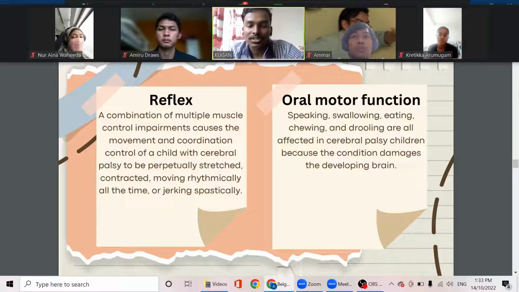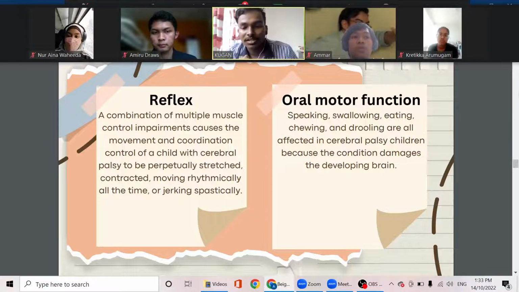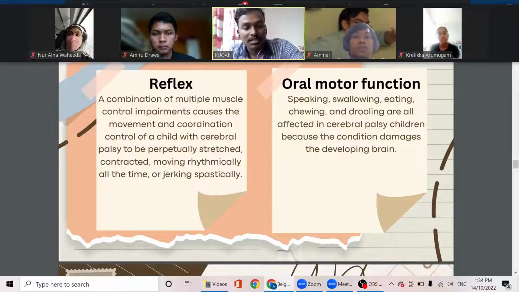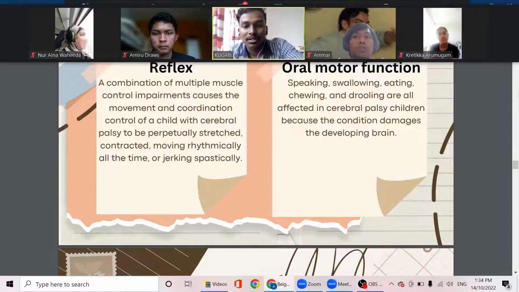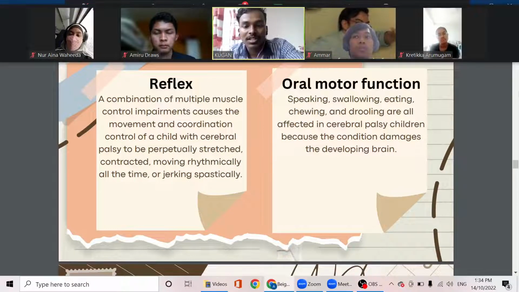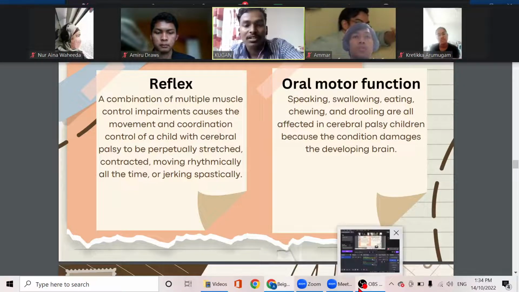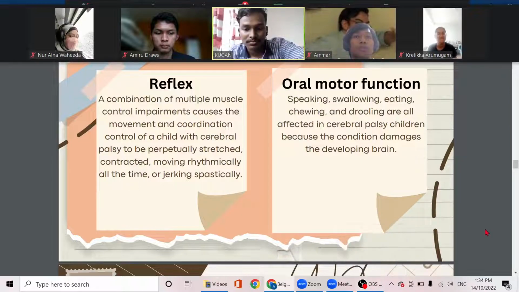And the fourth one is oral motor function. A person with cerebral palsy can have trouble speaking, swallowing, eating, chewing or drooling, because of a combination of a damaged and developing brain. This may be the most difficult of the symptoms of cerebral palsy. If a person has all four symptoms at 100%, we can call the person fully affected by cerebral palsy. Thank you.